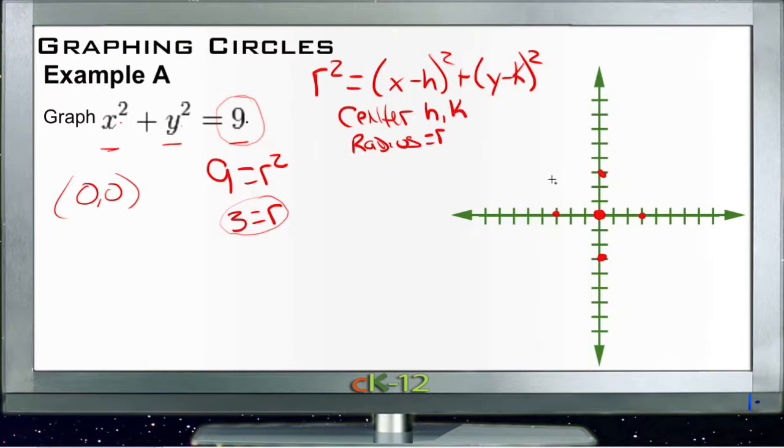Let's see if I can actually draw one with a tool here, since usually my circles leave a lot to be desired. There we go. That's much better. So pretty easy to draw once we have the right information. All right, let's take a look at example B.